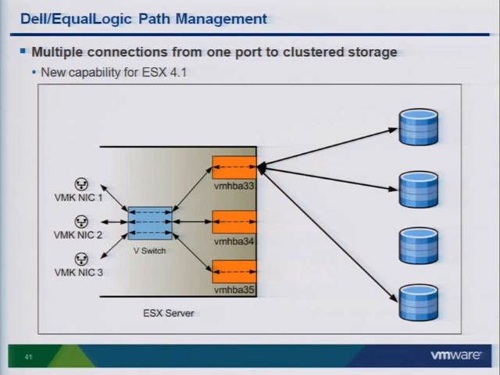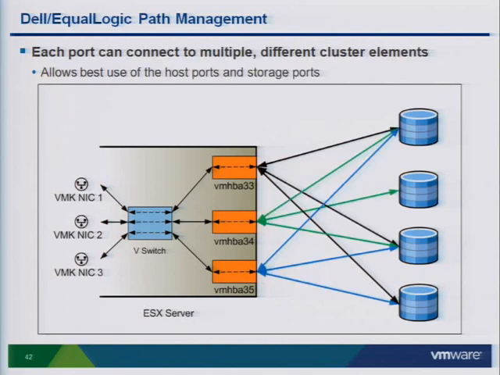In this case, we have a clustered storage system out here like the Dell EqualLogic, and we've set up 3 sessions from the first port to different members of the cluster. So if we multiply that out by the number of ports that we have on the system, we end up with a total of 9 sessions here between the 3 ports available and the 4 cluster members. This would be an example of how the sessions might be established.